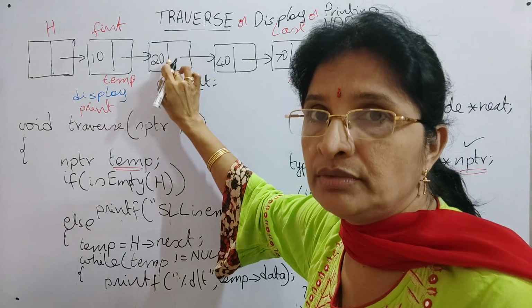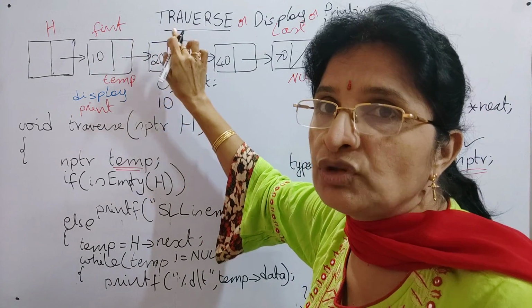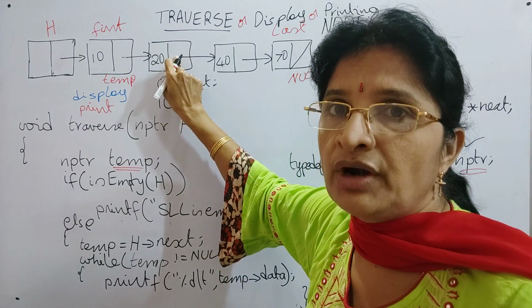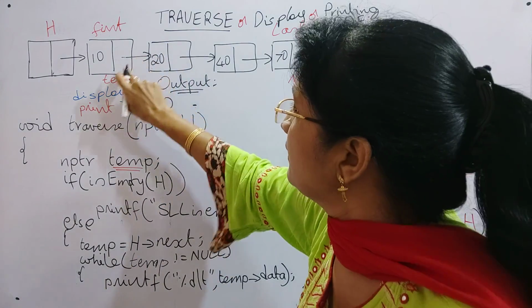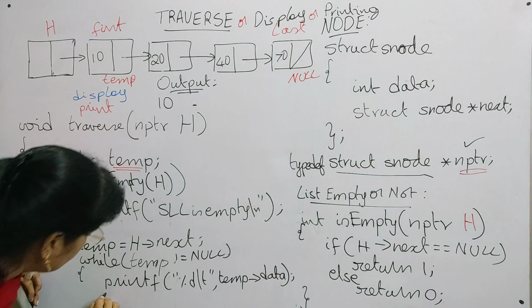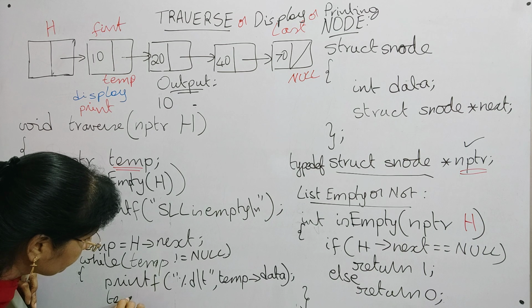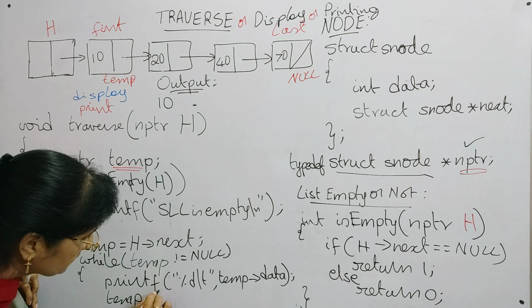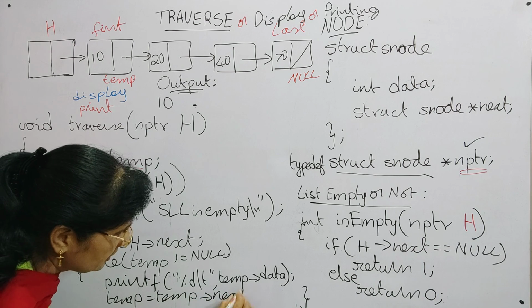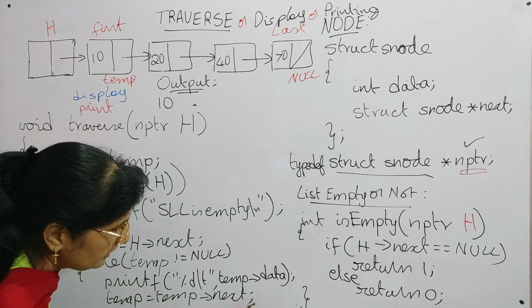How can I change temp to the second node? Where is the address of the second node available? It is available in temp next only. So what you can do here is: temp is equal to temp next. Temp is equal to temp next.